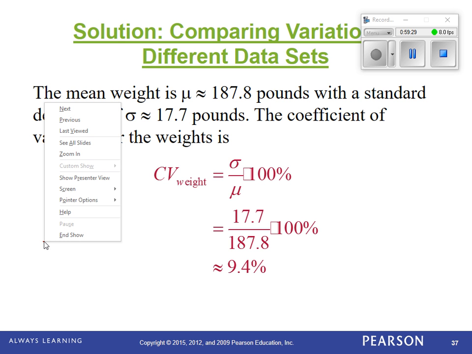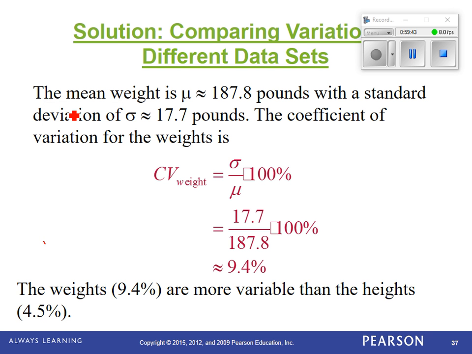Yeah, well, when you divide these two, it's going to give you a decimal, and then times it by 100 is actually just changing it to a percentage. So the weights are 9.4%.